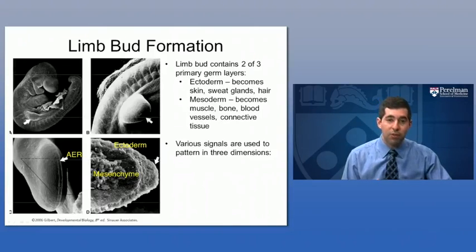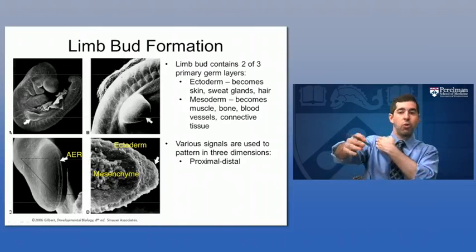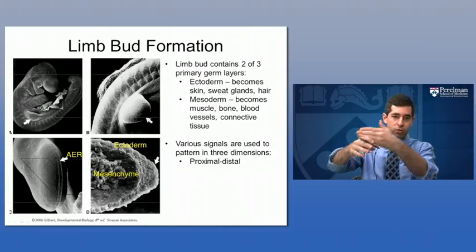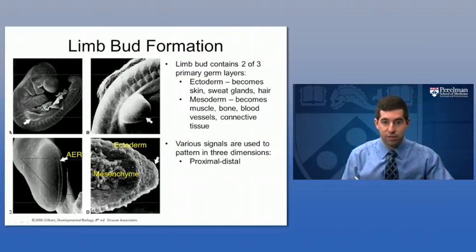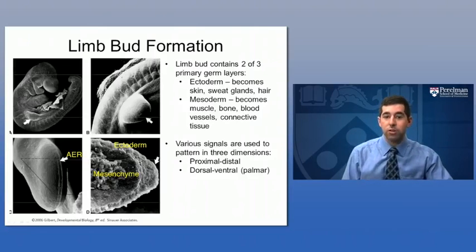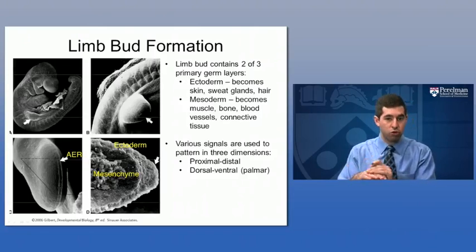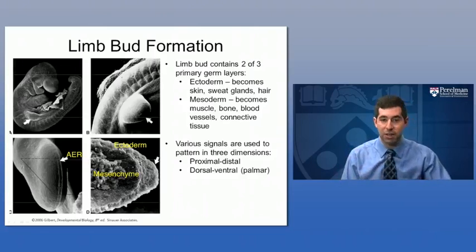And then the limb itself is essentially a three-dimensional structure. It's going to need signals to be able to pattern itself in those three dimensions. Those three dimensions being the proximal distal gradient, so going from the shoulder out through the elbow, out to the wrist, to the digits themselves. A dorsal ventral patterning. Ventral can also be termed palmar, so this would be essentially what we've been terming the palm of the hand versus the dorsum of the hand, the patterning in that dimension.